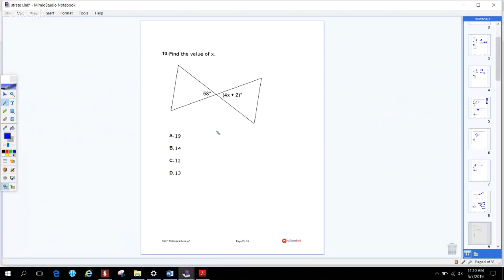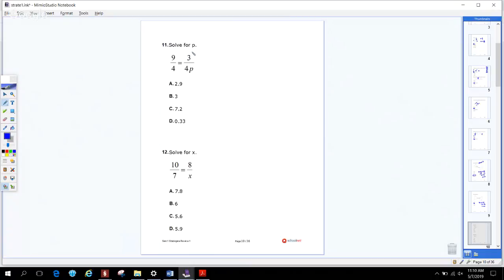Here it says again, find the value of x. We have vertical angles again. So we're going to set this equal to 58. Subtract 2. Divide. x equals 14. Here we're cross multiplying. It won't be this easy when you take your test. No way. Tomorrow you're going to get the harder questions.